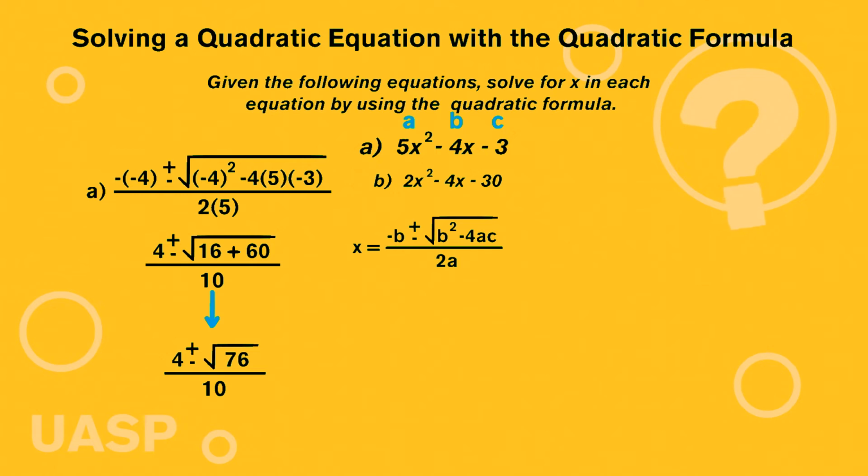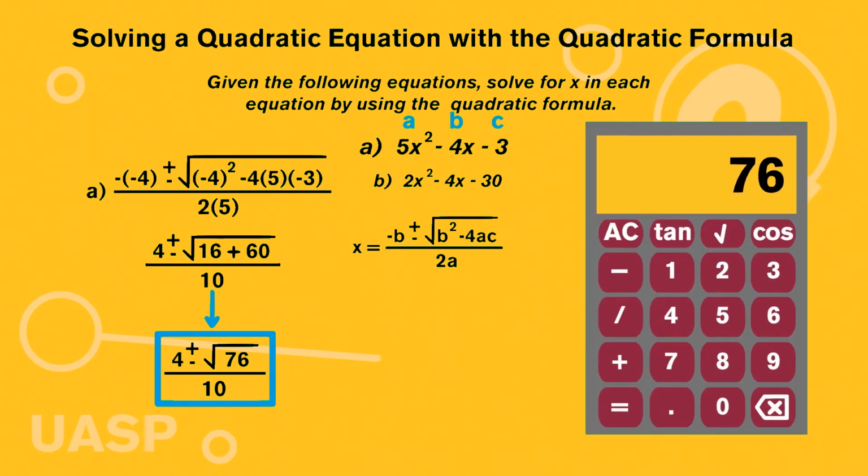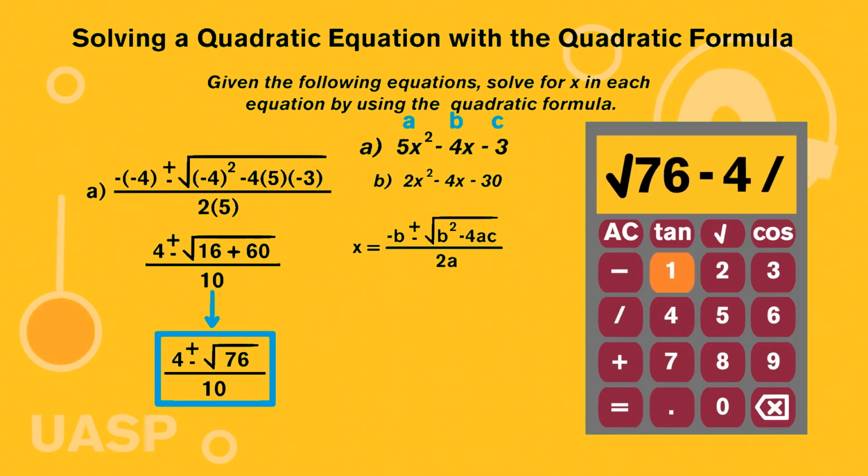Generally, you can just leave it in this format. If you want to, you can solve the square root of 76 in your calculator, then add that to 4 and subtract that from 4, and divide by 10, and those would give you your exact answers. So that's always an option as well.